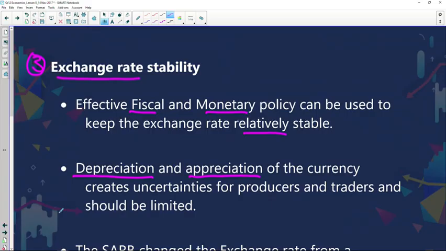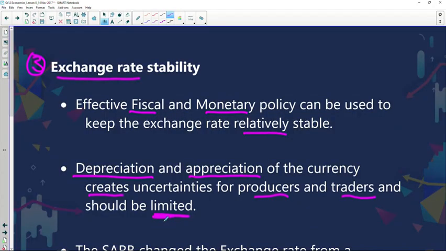So depreciation and appreciation also happens when we are looking at currencies. Depreciation and appreciation of the currency creates uncertainties for producers and traders, and it should be limited. Okay, so we've seen this where the rand had depreciated, the rand dropped.